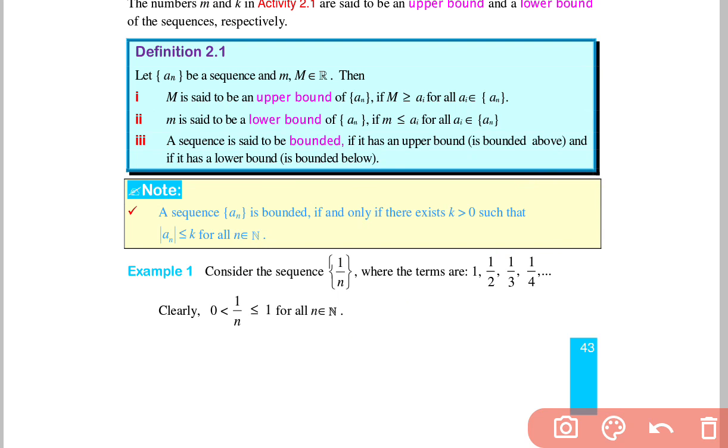Small m is said to be a lower bound of a sub n, the general terms of the sequence, if small m is less than or equal to a sub i, meaning a sub 1, a sub 2, a sub 3, and so on. Small m is less than all of them.